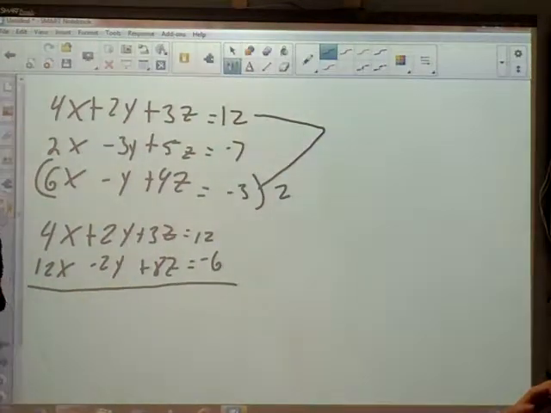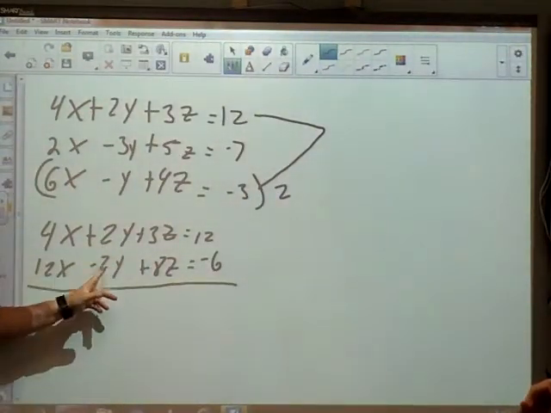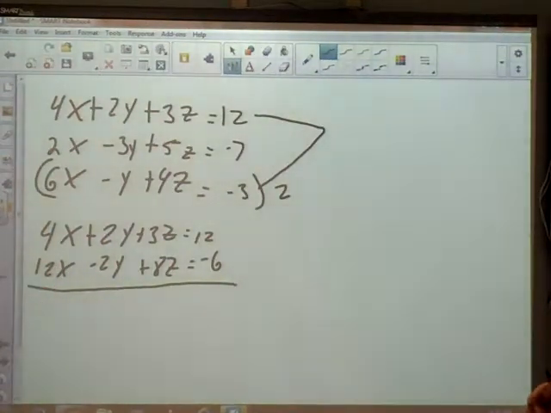Negative 4. 2 minus negative 2 is positive 4, right? So that didn't get rid of it. What if I added them? What's 2 plus negative 2? 0. So in this case, I'm going to add these two equations.